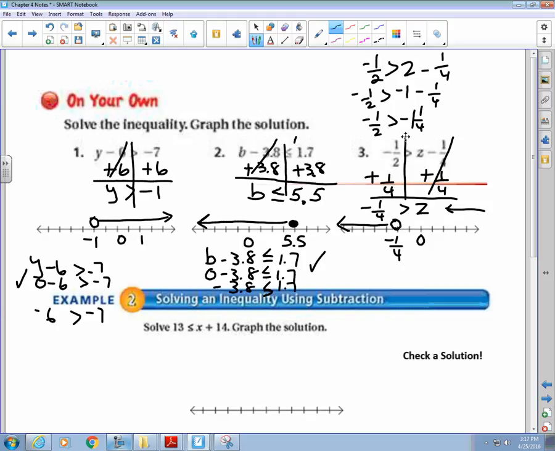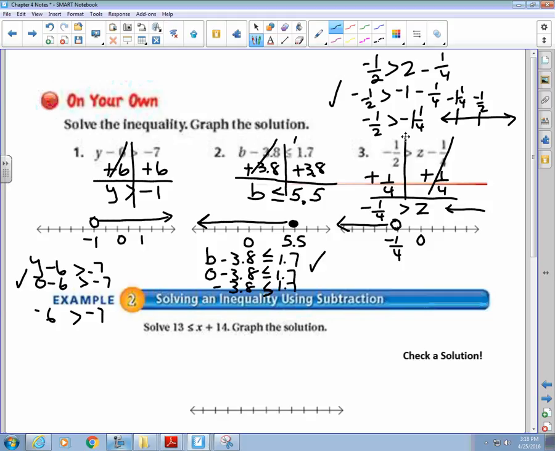If we do that in our calculator, negative 1 1/4 is less than negative 1/2. Or another way to say that, negative 1/2 is greater than negative 1 1/4. If I put them on a number line, negative 1 1/4 is here, and negative 1/2 is bigger. It would be over here. So that makes this true. Negative 1/2 is greater than negative 1 1/4, so it does work.